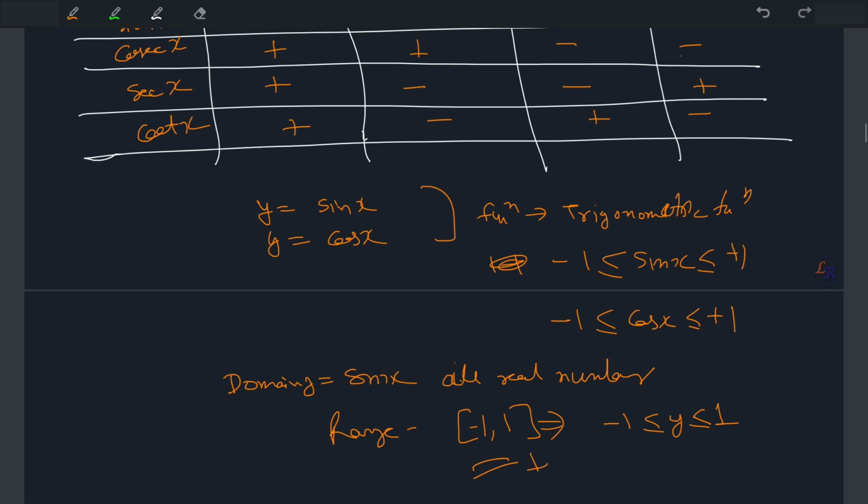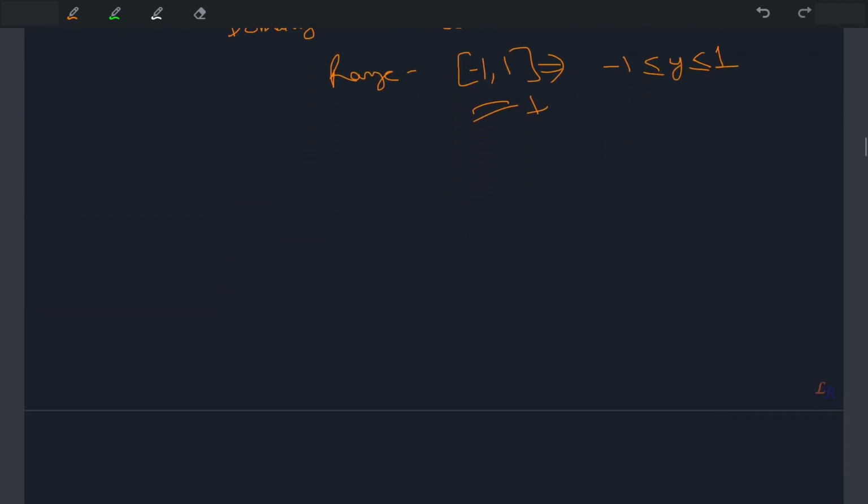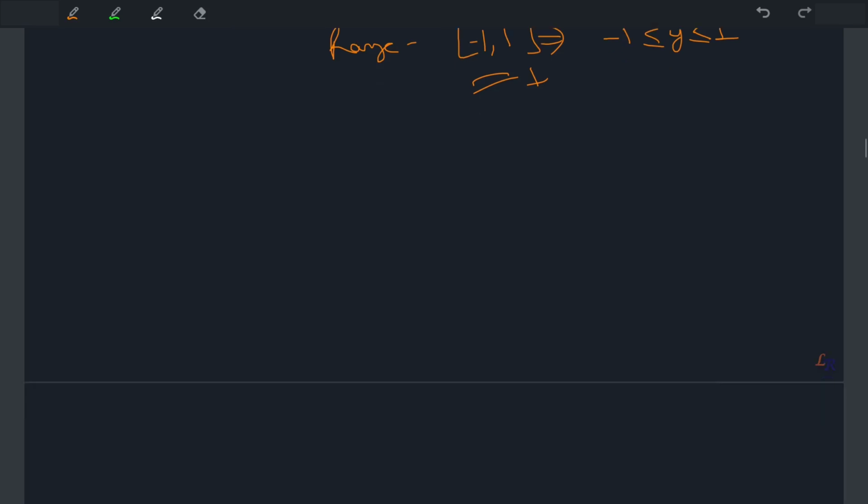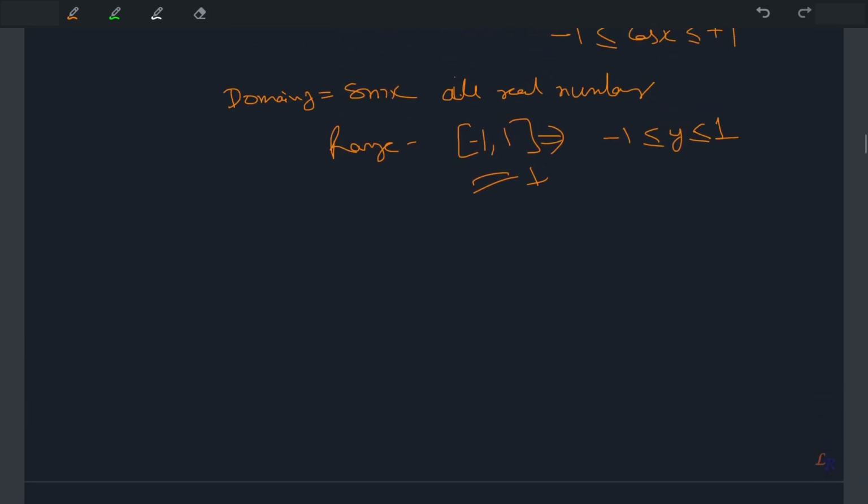Let's have some more frequently used properties of trigonometric functions, and then we'll end this chapter and move to the next discussion in the next lecture. So let's have some very important properties.